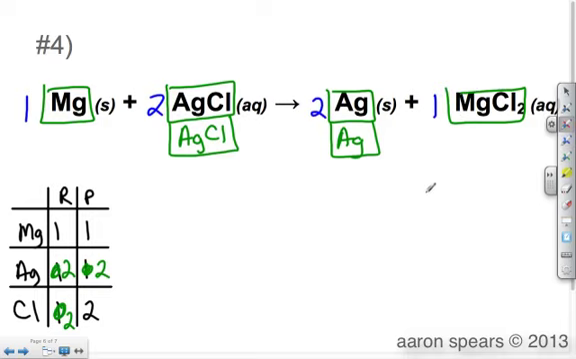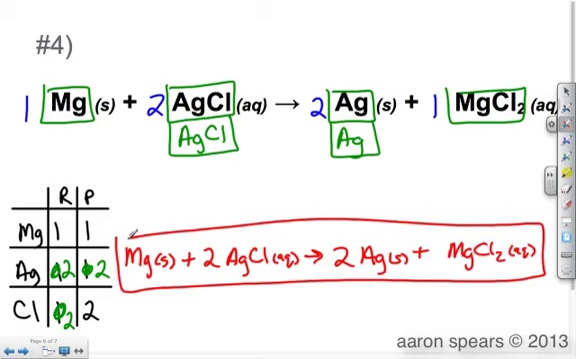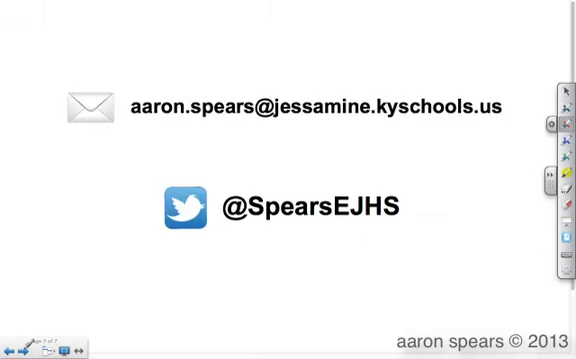To finish up and write my balanced chemical equation, I'm going to leave off coefficients of 1 in the boxes from what I have written up above. So my balanced chemical equation becomes one magnesium atom reacts with two silver chlorides to yield two silver atoms and one magnesium chloride compound.